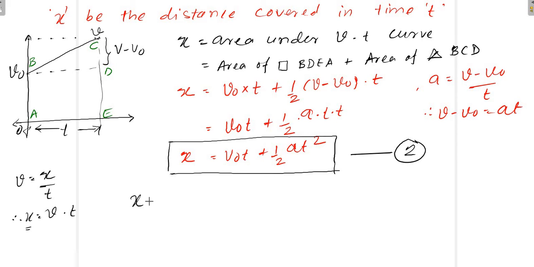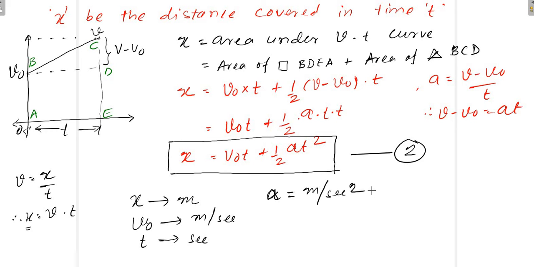Here distance x is in meters, v0 is initial velocity in meter per second, time t is in seconds, and acceleration a is in meter per second square, right? So if you have initial velocity, if you have acceleration, if you know time, you can calculate the distance traveled in that particular time interval t, right? So that is the second equation.